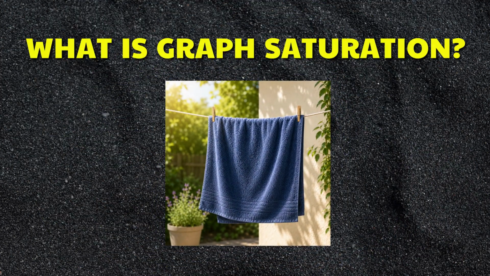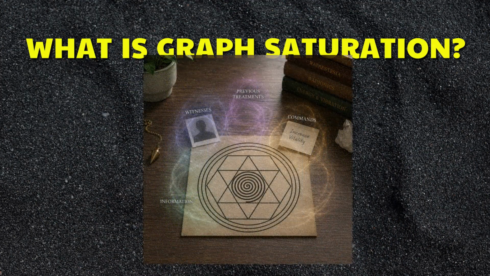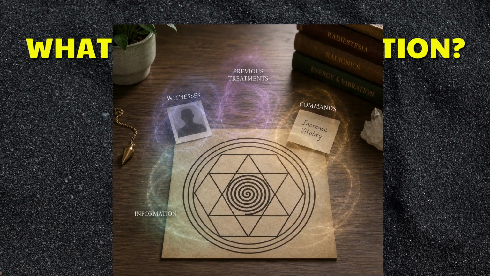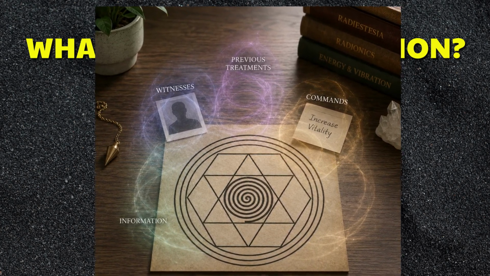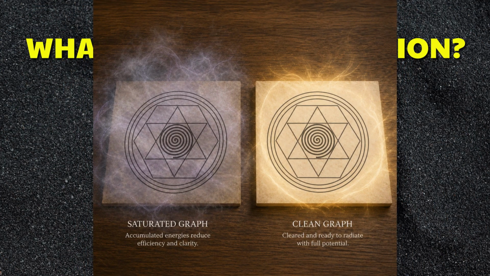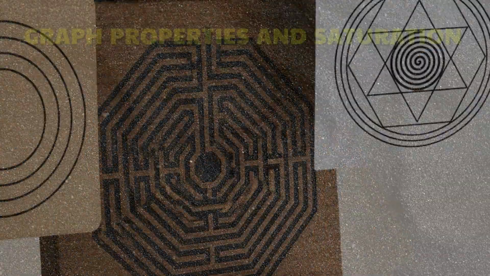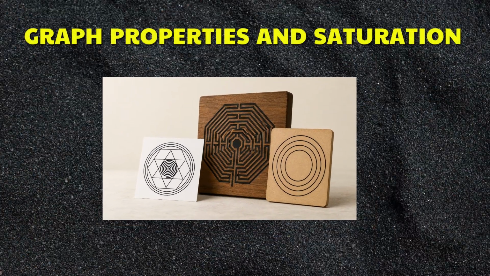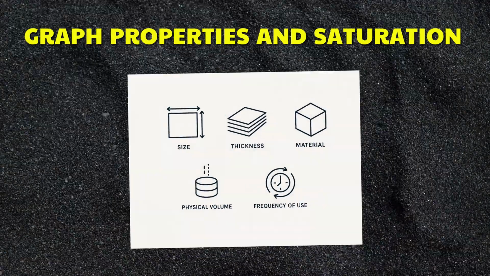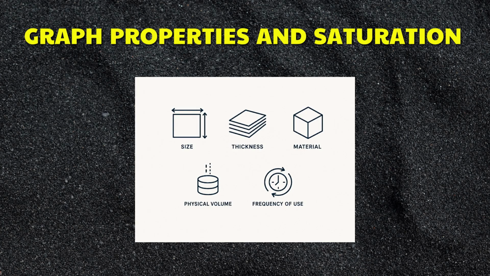Something similar happens with graphs. Over time, a graph may accumulate energetic residue from the treatments, witnesses, commands, and information placed on it. When this accumulation becomes excessive, the graph may become less efficient. This condition is what practitioners commonly call graph saturation. However, not every graph saturates at the same rate. Its size, thickness, material, physical volume, and frequency of use may all influence how quickly saturation occurs.